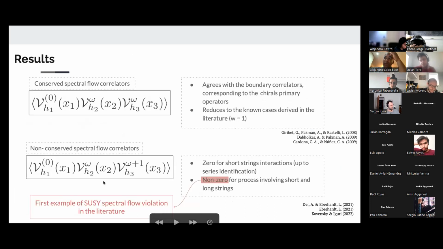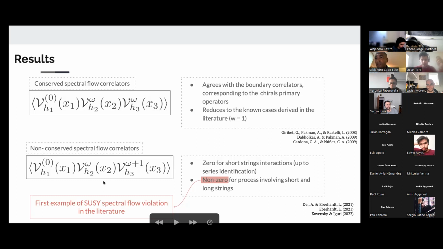Our results can be summarized as follows. We studied the correlators that conserve the total amount of spectral flow with arbitrary omega values, given by the first formula. And we've seen that our results agree with the boundary correlators that correspond to the so-called chiral primary operators in the boundary CFT. We also checked that our results reduce to the known cases that were derived in the literature before for some particular values of omega.